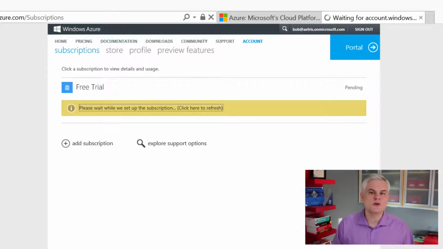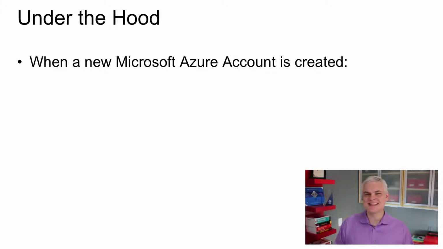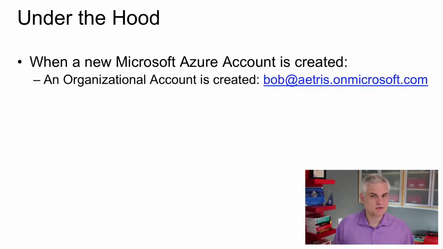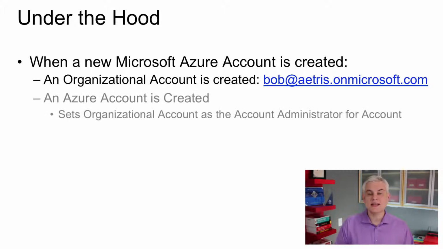But whenever we create a new Microsoft Azure account, there are several things going on all at the same time. In fact, it's so seamless that you might not realize that these are actually distinct individual events. So first of all, there's an organizational account that's created called bob@atris.onmicrosoft.com. Great. The next thing that happens is that it's going to create the Azure account. Remember, it's the umbrella account for everything else, and then it's going to associate bob@atris.onmicrosoft.com with that new Azure account.